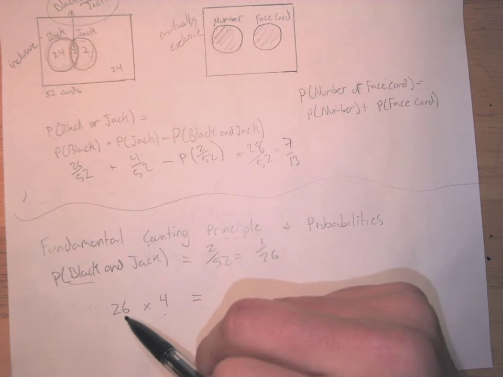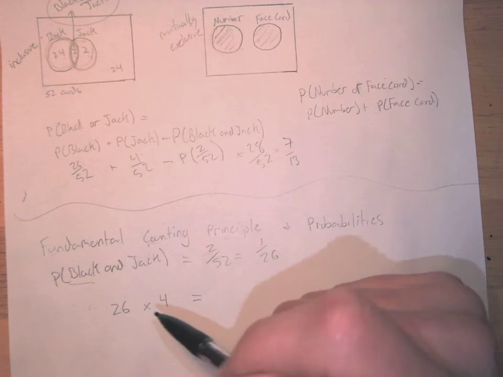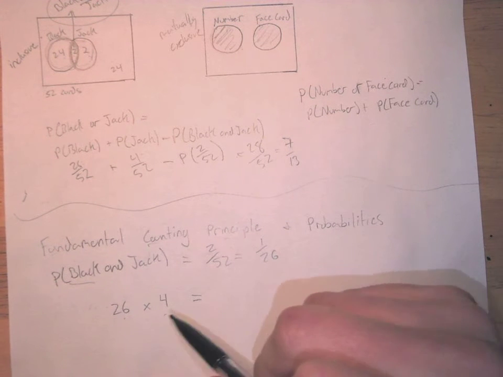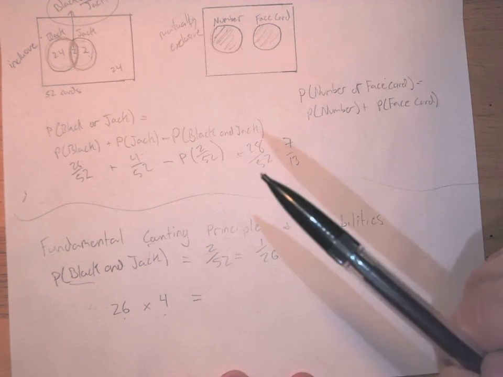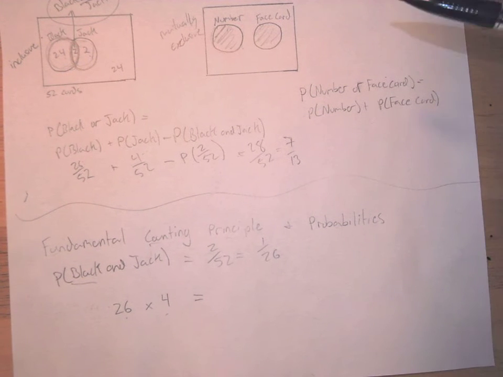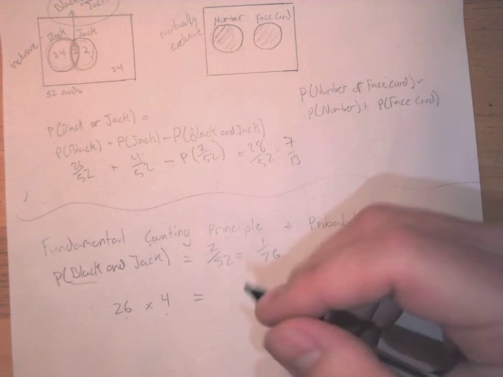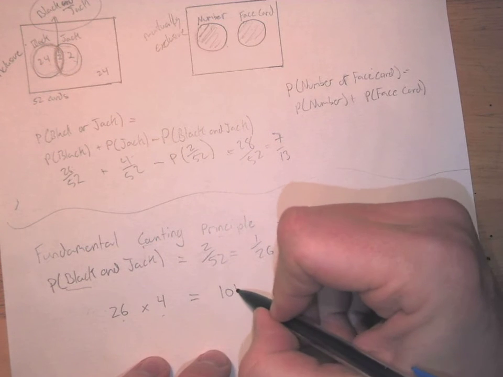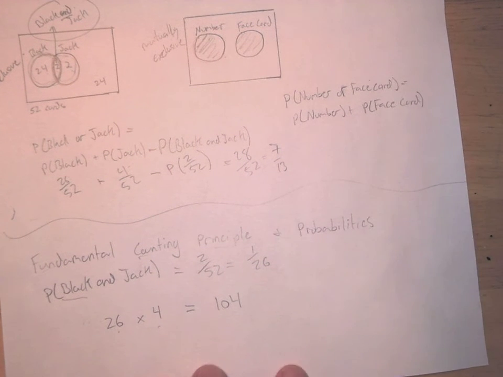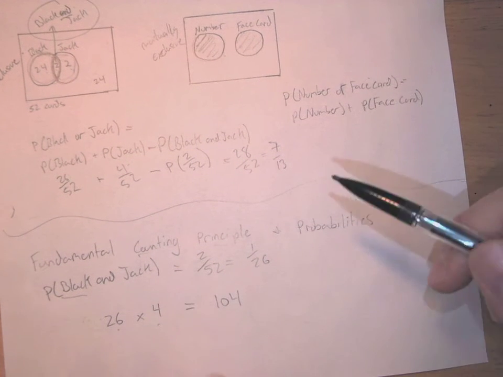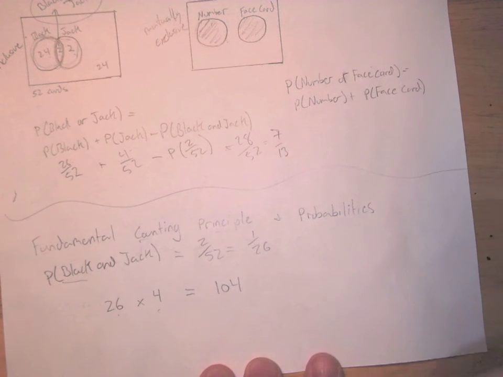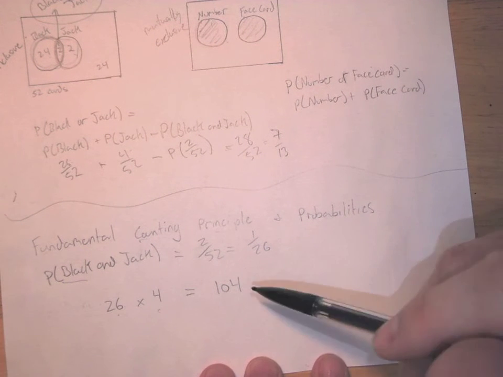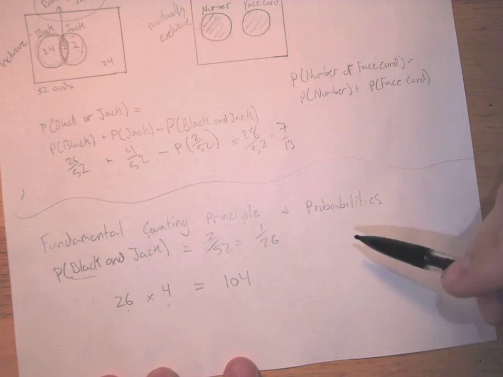So the number of ways to pull a black card out of a deck, there's 26. The number of ways there are to pull a jack from a deck, there's 4. So how many ways are there to pull a black card and then a jack later? This is going to be 26 times 4, which is 104. Okay, so there's 104 ways in 2 pulls to pull a black card, put it back in the deck, and then pull a jack out. 104 ways for that to happen. Okay.